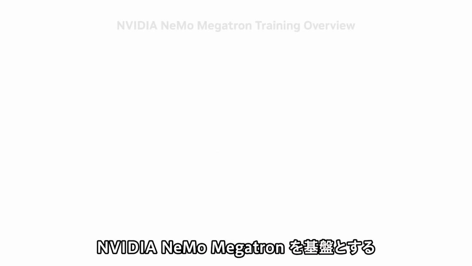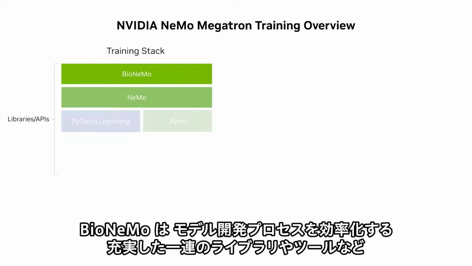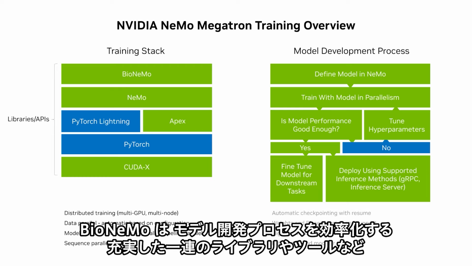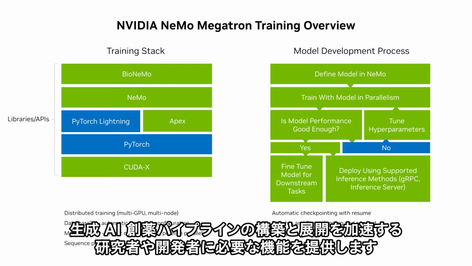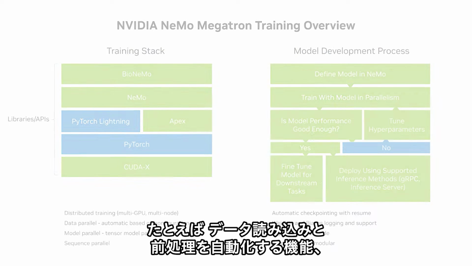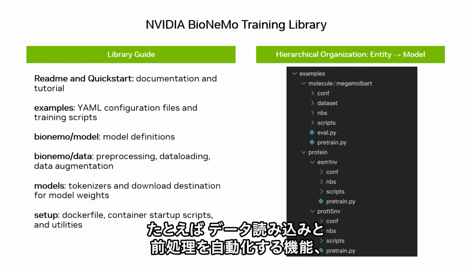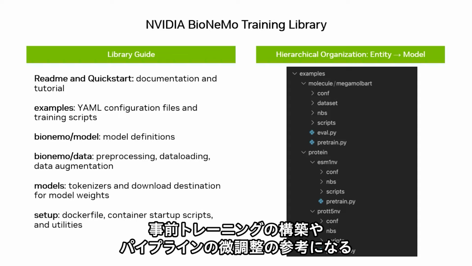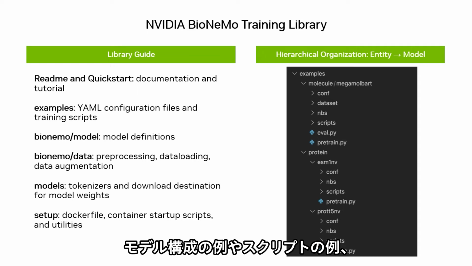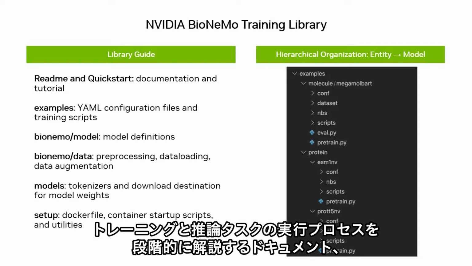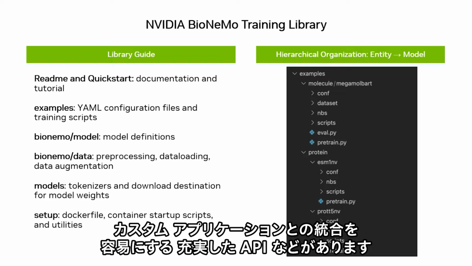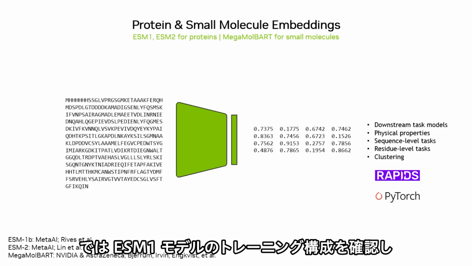BioNeMo is based on NVIDIA NeMo Megatron and provides what researchers and developers need to quickly build and deploy generative AI drug discovery pipelines, including a robust set of libraries and tools that streamline the process of model development. These include functions for automatic data loading and pre-processing, examples with model configurations and scripts to quickly build pre-training and fine-tuning pipelines, documentation that details the step-by-step process of running training and inference tasks, and an extensive API for simple integration into custom applications.